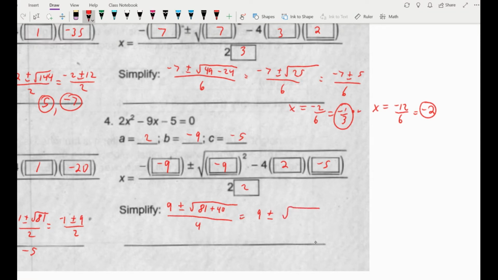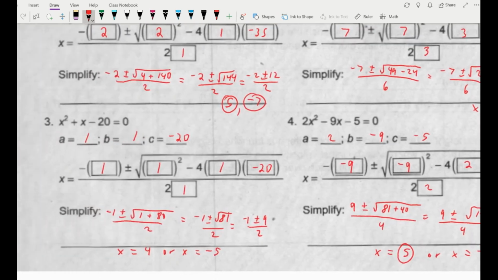We now get the square root of 121 when you add 81 plus 40, all over 4. And so we get 9 plus or minus 11 over 4. Now 9 plus 11, that is 20. 20 divided by 4 is 5. Now 9 minus 11 is minus 2 over 4. And then we can reduce this to minus 1/2. So we get our two solutions here.